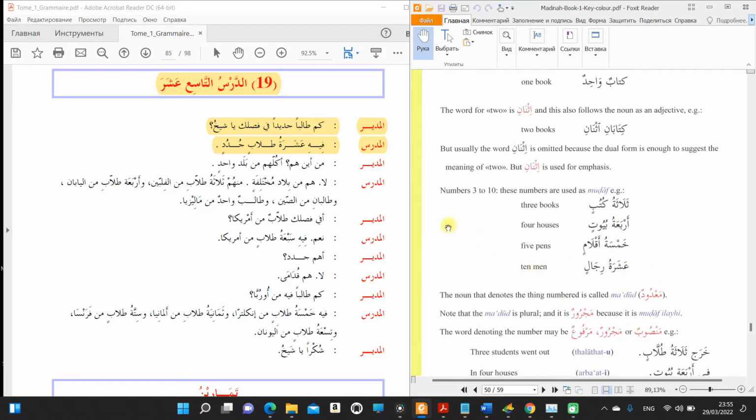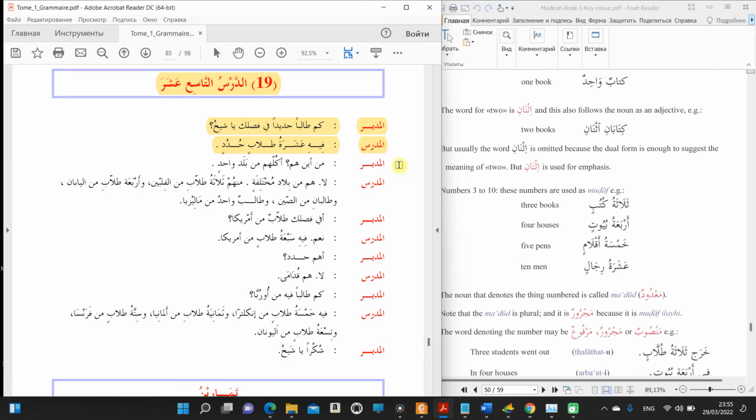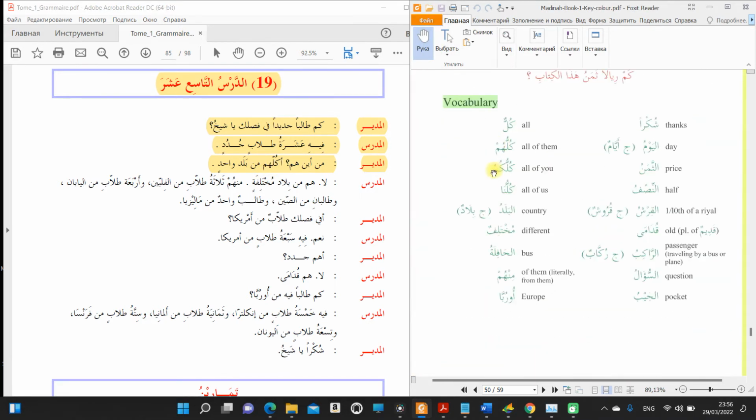And this one we'll need a bit later. Right now it's not important for us. Let's keep going with our dialogue. المدير says, من أين هم? Where are they from? أكلهم من بلد واحد? Are they all from one country? كل means all. كلهم means all of them. كلكم means all of you. كلنا means all of us. So the principal is asking, are all of them from one country?